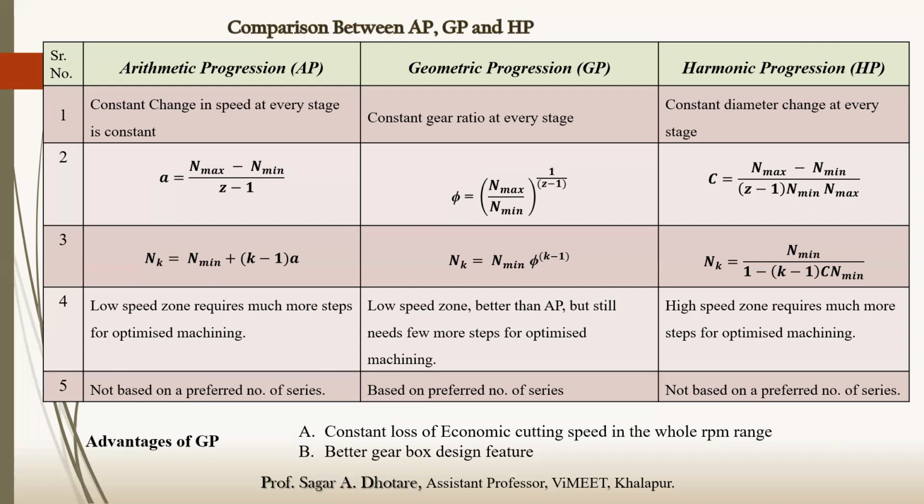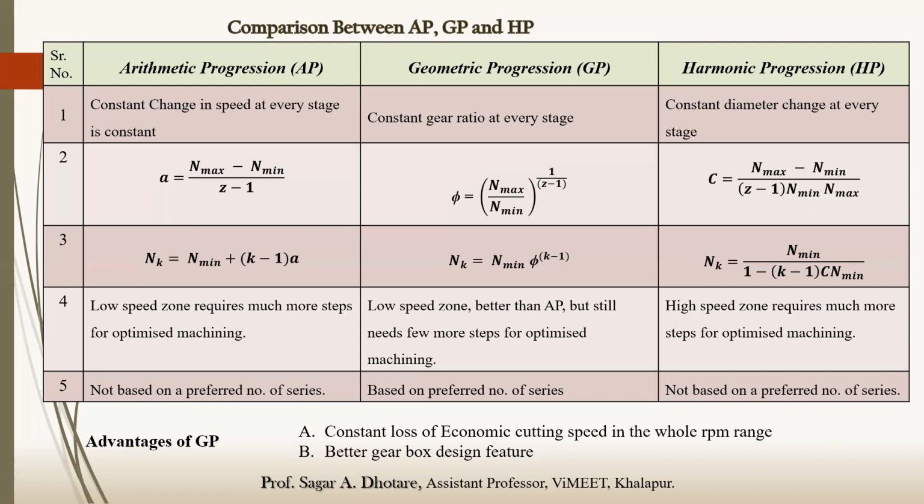Now a few advantages of geometrical progression which we can note down here. In geometrical progression, a constant loss of economic cutting speed in the whole RPM range can be achieved. Better gearbox design features can be achieved by using the geometric progression law.